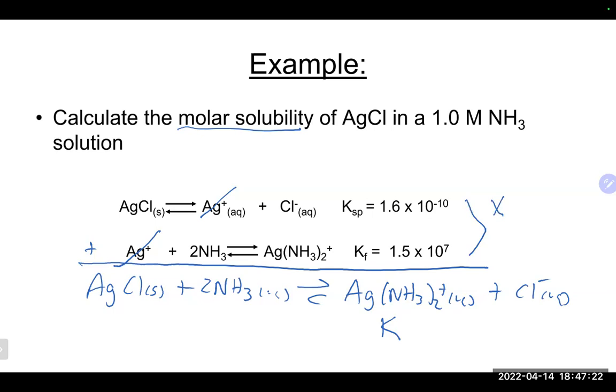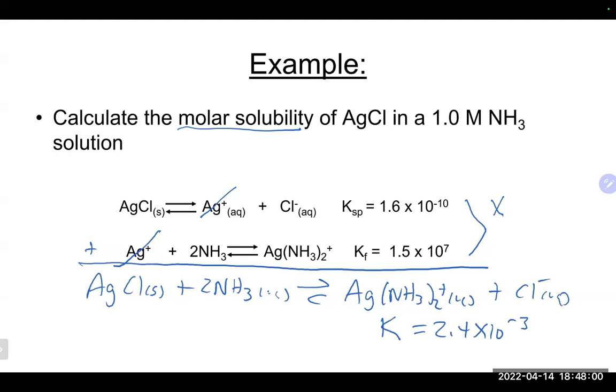If we do that in this particular case, we will end up with 1.6 times 10 to the minus 10 times 1.5 times 10 to the 7, and I got about 2.4 times 10 to the minus 3 as our K value for the overall reaction. Any questions so far? At this point, we're looking for the molar solubility, and we're only given 1 molar of ammonia to start with. So as you mentioned before, we are going to approach this like a Ksp problem.